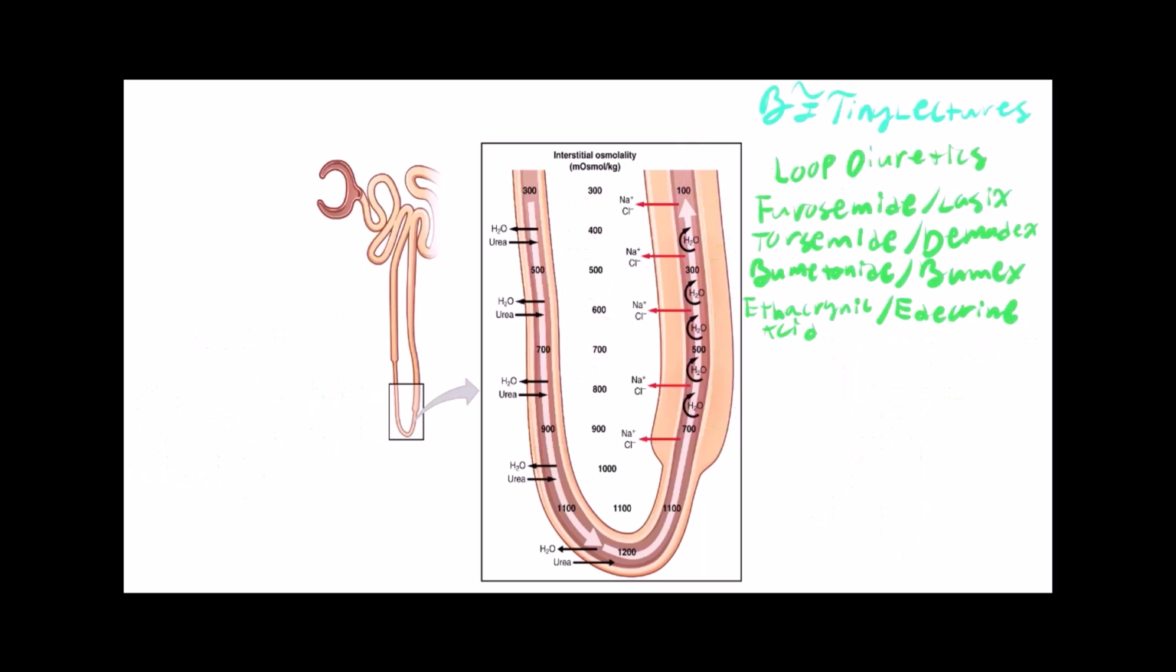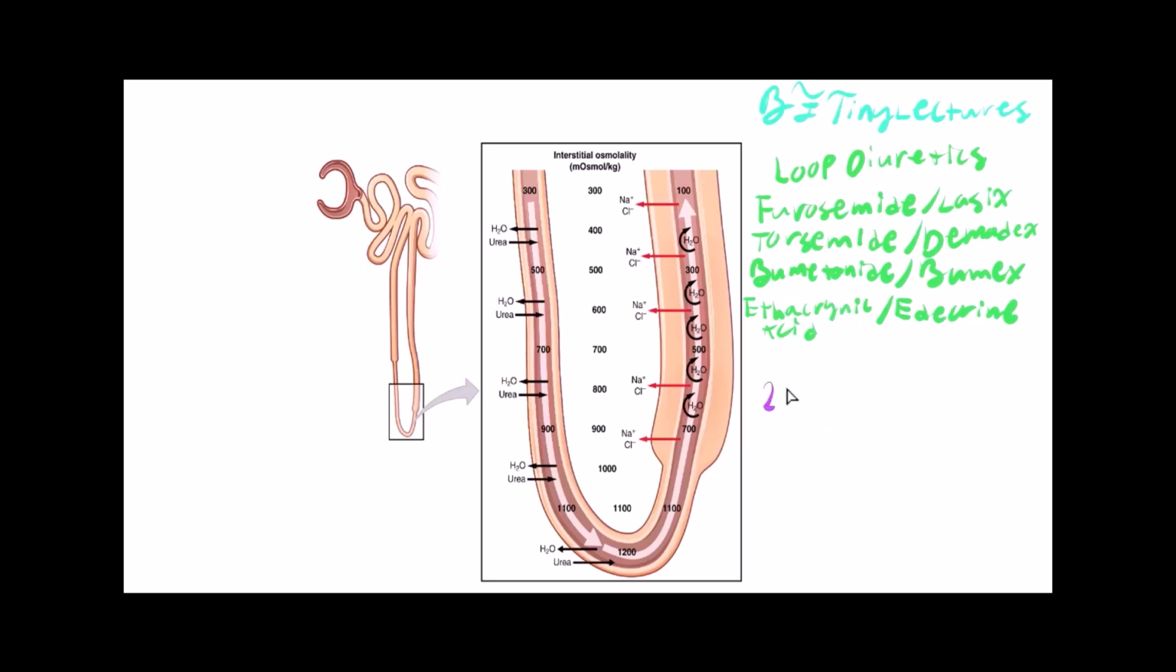Here are some examples of loop diuretics that you may encounter in the hospital. So you might encounter bumetanide or ethacrynic acid. The brand names are Bumex and Edecrin, but you will always encounter furosemide and you will always encounter torsemide. So furosemide is actually Lasix, and torsemide is also known as Demadex. Now, one thing that you have to remember is that torsemide, which is Demadex, is twice as strong as Lasix, and it also lasts longer inside the body.